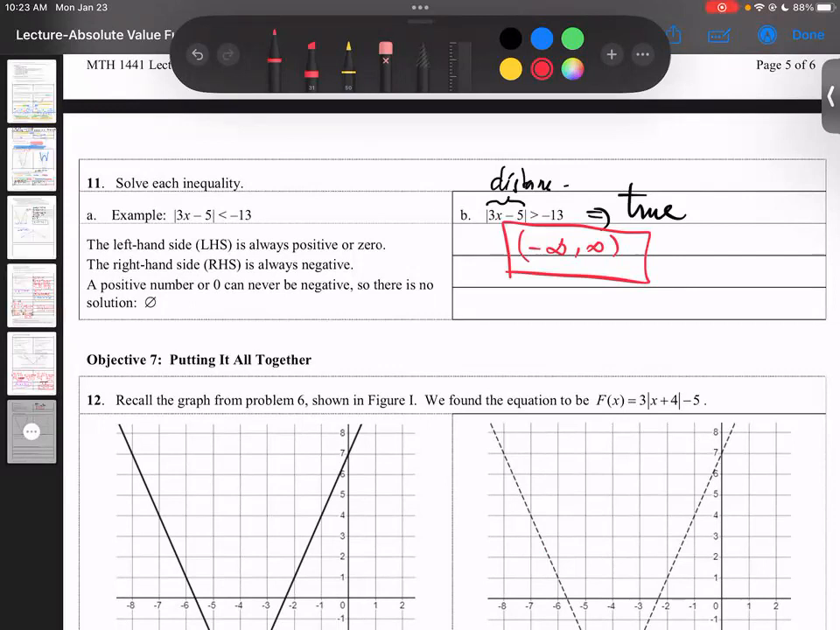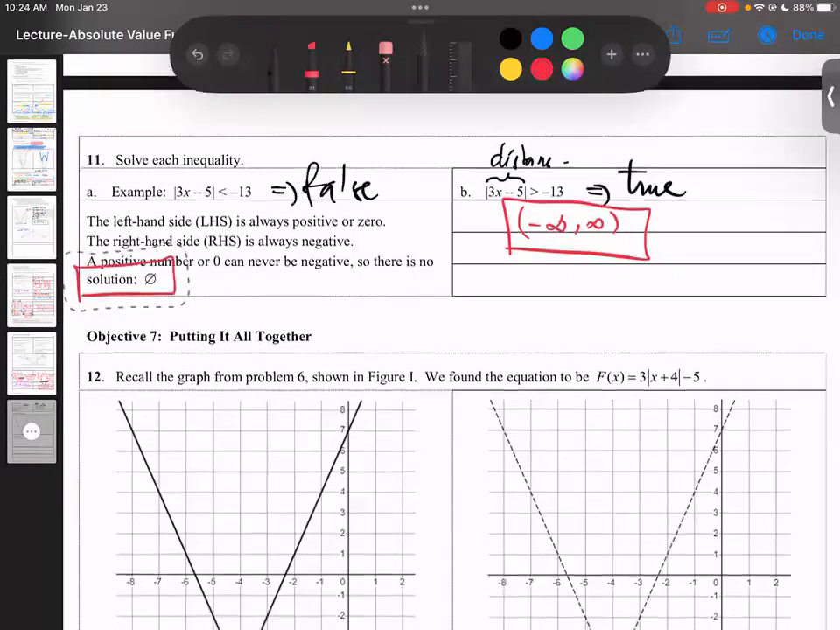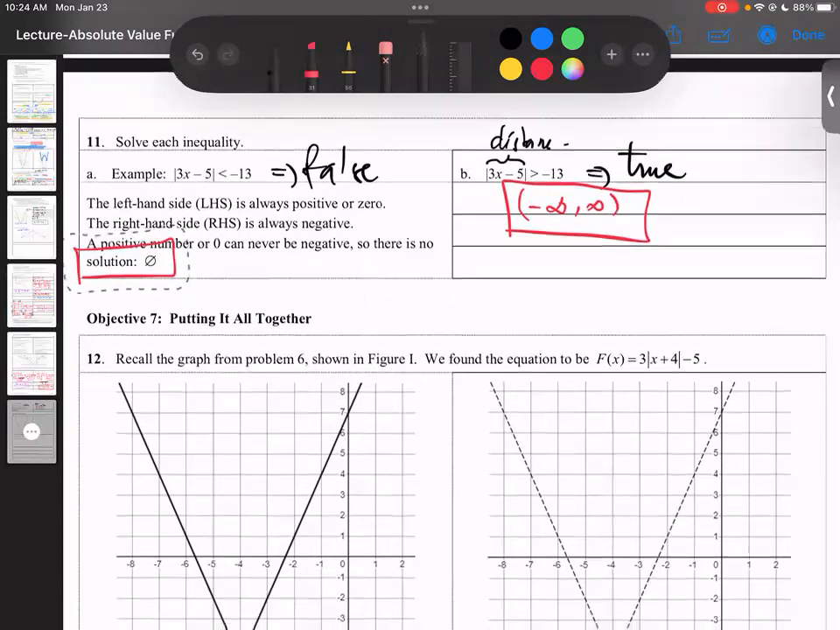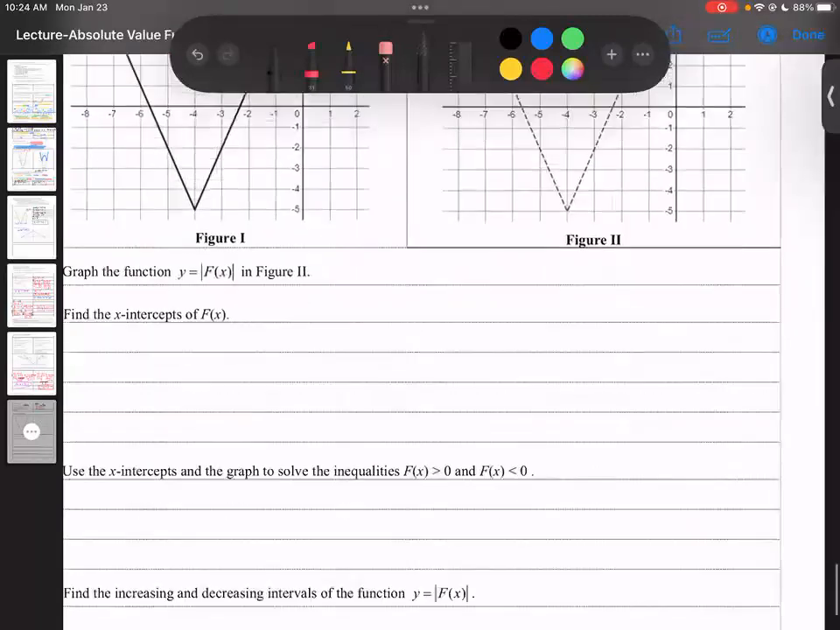11a. Now the distance is less than a negative number. Is it true or false? This is false, right? Because any number you plug in for x will be greater than negative 13. So the solution will be the empty set. So those are two special cases. If there's something like that on the exam, I'll leave you very little space. I mean, I don't want you to solve it. Last one and we'll be done.